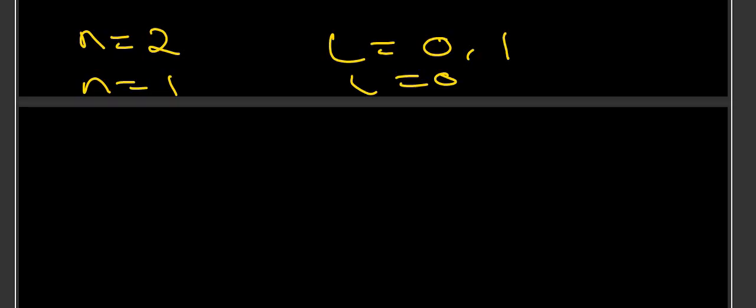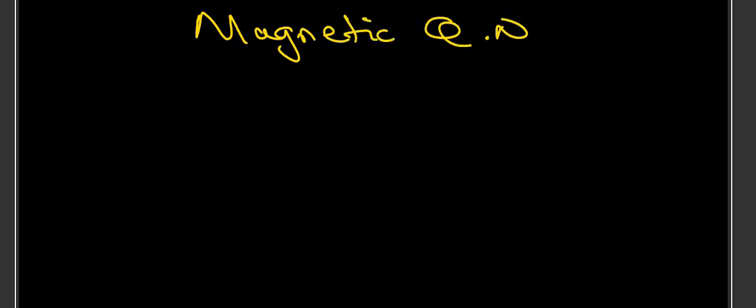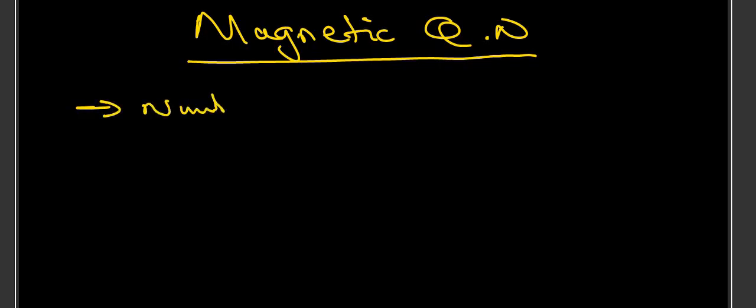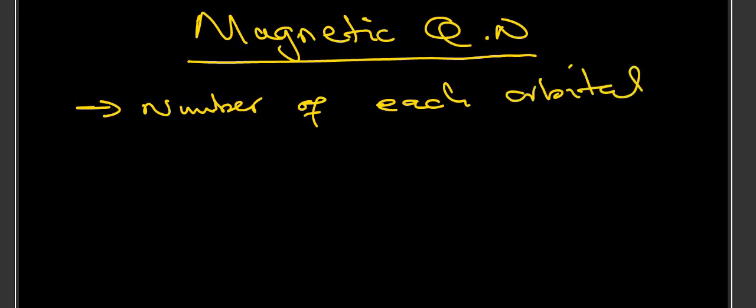Okay, so this is angular. You need to know what they mean. Principal tells us the energy, the shell we're dealing with. Angular tells us the orbital, the shape we're dealing with. Then the third one is called the magnetic quantum number. This tells us the number of each orbital involved.